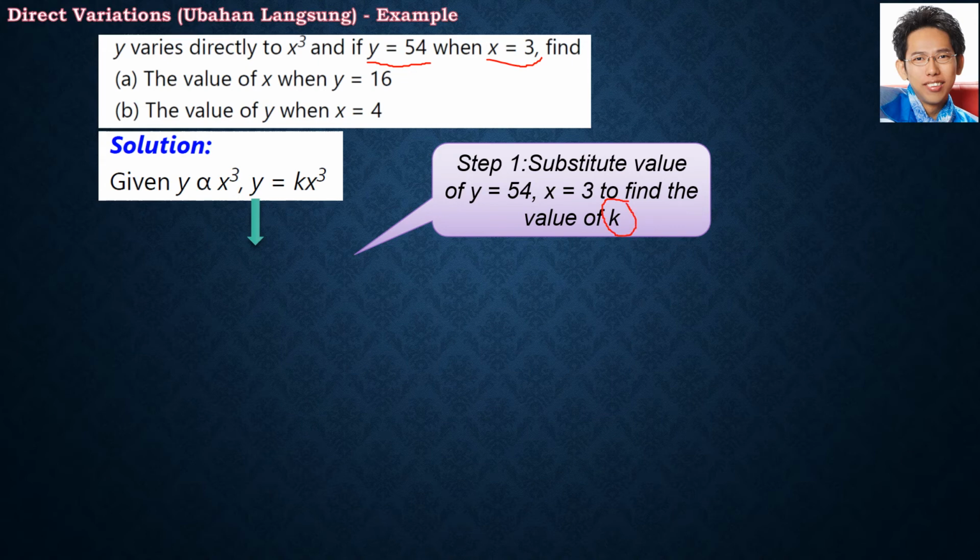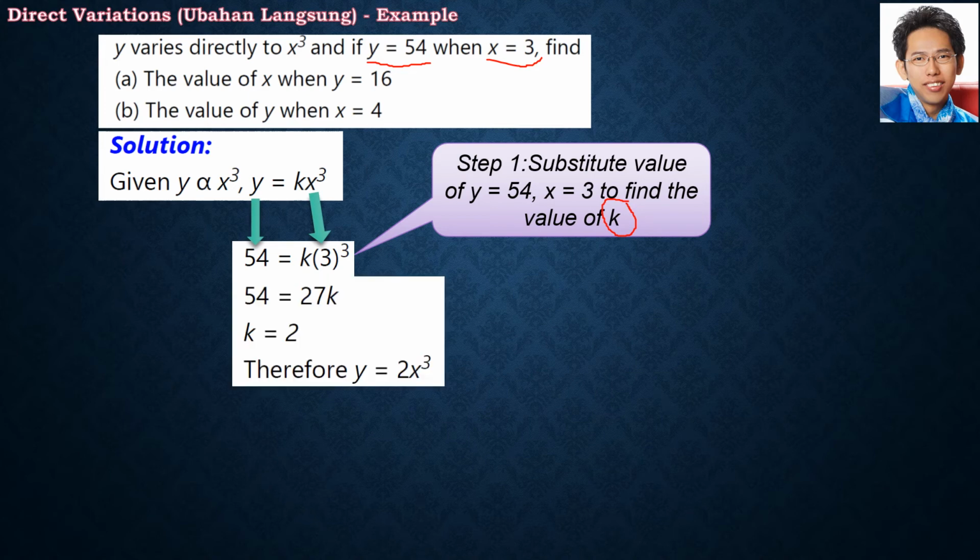Okay, kita gantikan nilai y sama 54 dan x sama 3 untuk mencari nilai k. Dan kita ganti dalam persamaan y sama dengan kx power to 3. So we substitute y equals to 54, x equal to 3. Then 3 power to 3 is 27. So we want to obtain the k, so 27, this one I move to the other side. Okay, so 27 moves to the other side, becomes divide. So 54 divided by 27 is 2.